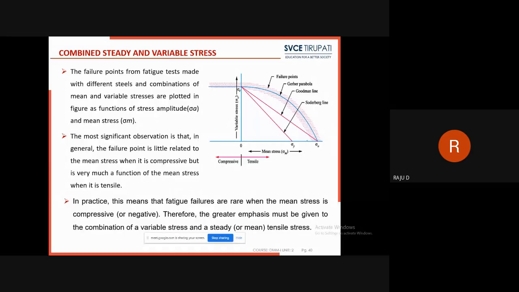Okay, see this graph, all of you. On the x-axis, we have two points: sigma u and sigma y. Sigma u means ultimate stress value. Sigma y means yield point stress value. And sigma e is the endurance stress point.